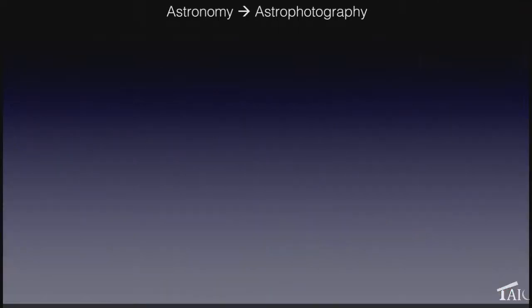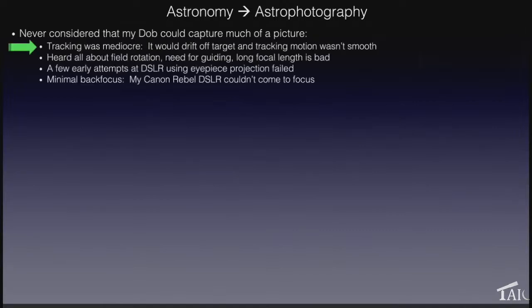So how do I get into astrophotography with this? I never considered that my Dob could capture much of a picture. The problem is that tracking, even though it does track an object, is really mediocre. It drifts off target fairly quickly, okay? And the tracking isn't smooth. It's kind of jerky, okay? And then you've heard all about field rotation. What that is essentially, when you're looking at an object in the sky, it rotates as it rises and sets, and you need an astrophotography rig that rotates with it. That's why people use those equatorial mounts. And this didn't do that.